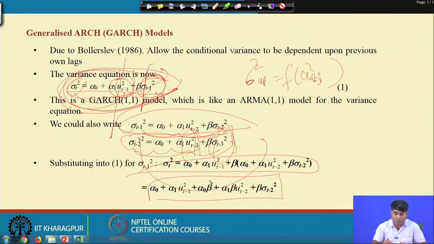Then instead of alpha 0 and beta, which can be written as, let us say, a delta component, by default this part comes to this side. So, we call it delta 0, and then alpha 1 u squared t minus 1, then alpha 1 beta can be called mu 1 u squared t minus 2, then similarly mu 2 u squared t minus 3, and so on. So, we need some kind of simplification before we go for the estimation.